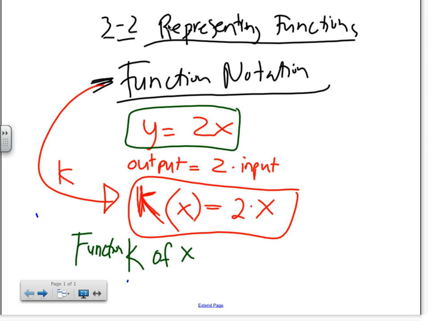Because sometimes you see this letter X, and you think, I don't know what that is. Can you just replace it? Yes. So that means, oh, right now I know I have to take 2 times the input, and what do I get back? That's my output. That's all. Okay? So this is a very basic structure of a function notation.